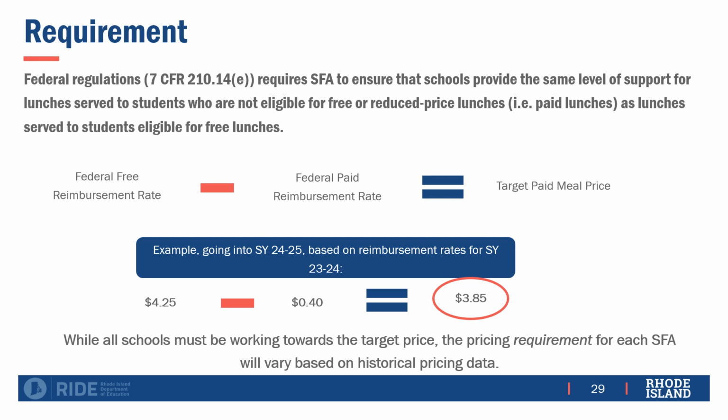students. The target paid meal price for non-qualifying students is equal to the difference between the federal free reimbursement rate and the federal paid reimbursement rate. As you can see from this slide, going into school year 24-25, subtracting the federal paid reimbursement rate of 40 cents from the federal free reimbursement rate of $4.25 for school year 2023, you arrive at a paid meal price of $3.85.